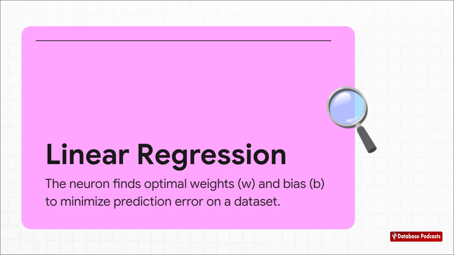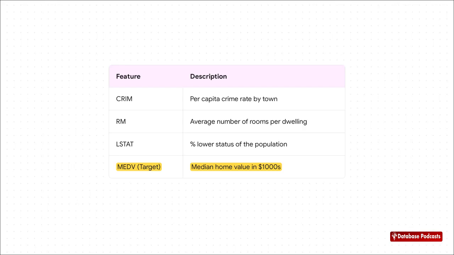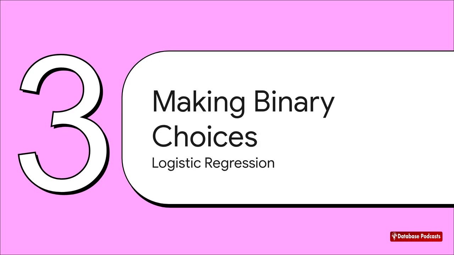That process of guessing, checking the error, and then adjusting the weights to do a little bit better next time, that is what we mean by learning. Take a classic example like the Boston housing data set. The neuron takes in features or columns, like the local crime rate or the average number of rooms. Its job is to learn how much weight to give each of those factors to nail the final prediction for the home's value.